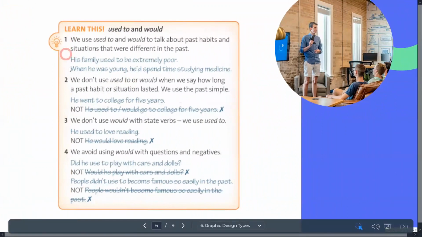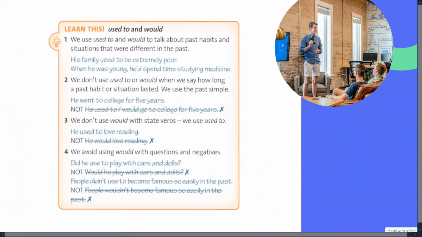Again, we have 4 things we need to keep in mind. The first one is that we use used to and would to talk about past habits and situations that were different in the past, different than now. His family used to be extremely poor. When he was young, he'd spend time studying medicine, or he would spend time studying medicine.